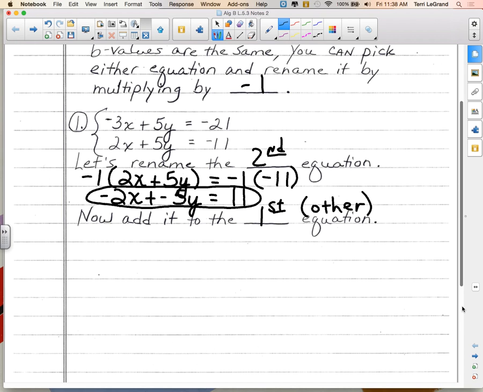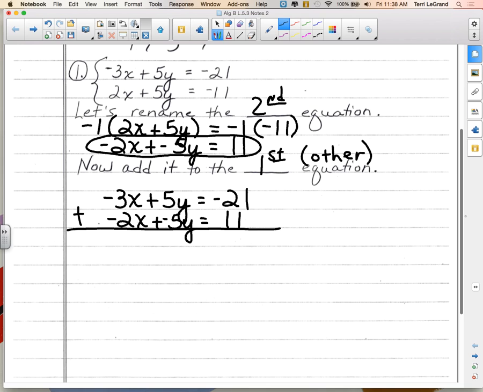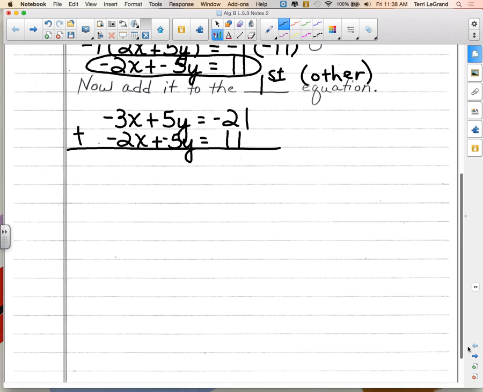So we're going to line up our equations. We're going to say we got the -3x plus 5y. That's the first equation that we did not rename. We're going to line up underneath it our newly named second equation. And we're going to solve it. Go ahead. Because now we're doing what we did yesterday.